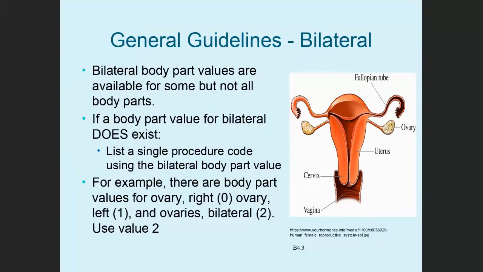Also, code guidelines for bilateral procedures. Some body systems include values for right, left, and bilateral for body parts, but others do not. If a body part value for bilateral exists, then use the value for the body part, not separate values for right and left. So for example, there are body part values for ovary right, ovary left, and ovaries bilateral. In this case, you would use the body part value 2 for bilateral, not 1 for right and 1 for left.